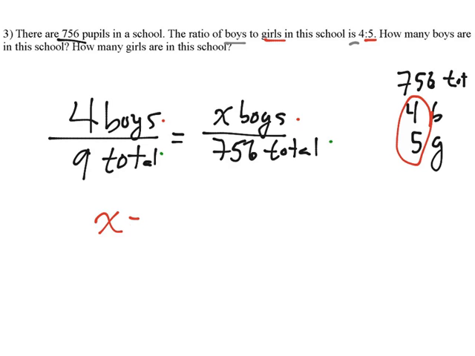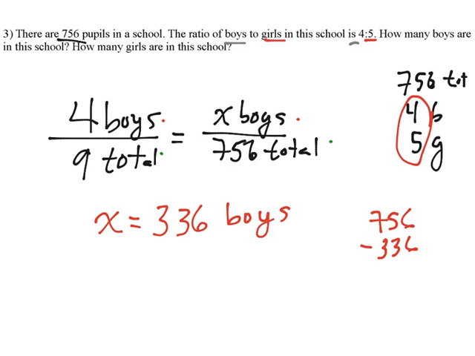We'll find out that x equals 336, and this is how many boys there are in the building. All we have to do is subtract 756 and 336, and we will find out how many girls there are in the building. There are 420 girls. Okay?